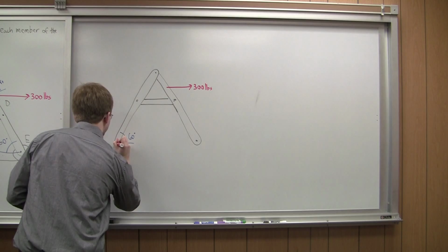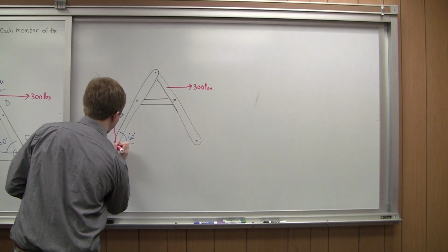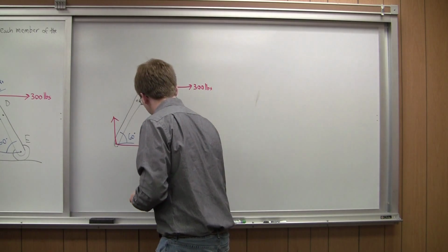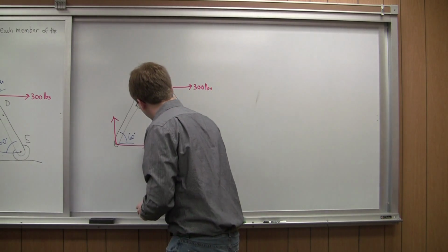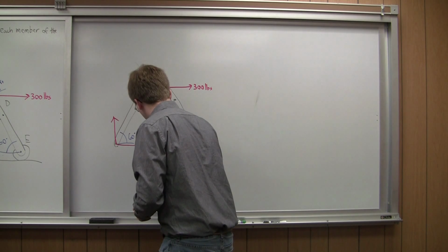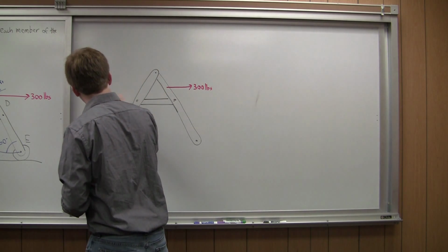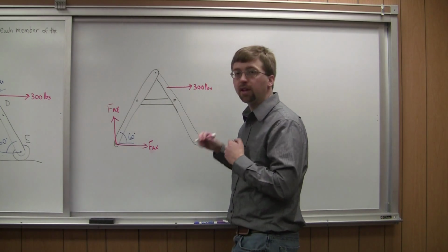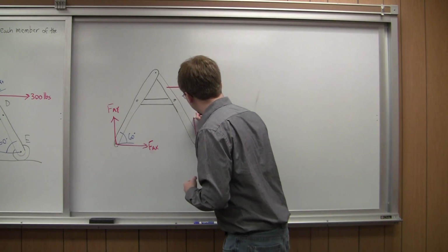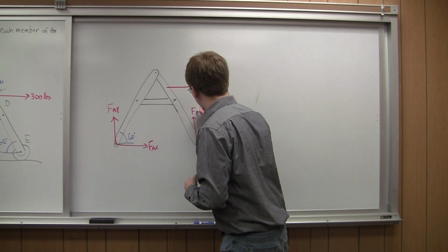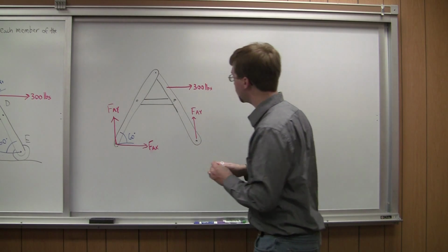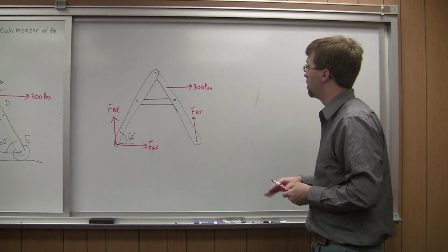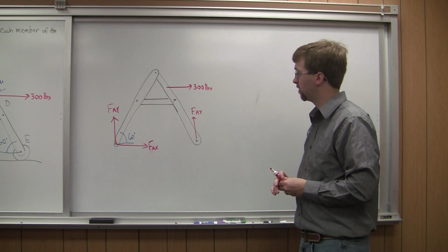Like I said, I've got a pin joint here, so I've got forces that can act in the X and Y directions. I'm going to call these FAX and FAY. And over here, I've got the roller, so I'm only going to have a force in the Y direction, FEY. That is the only external forces I have acting on my body, and I've got my load force of 300 pounds, of course.